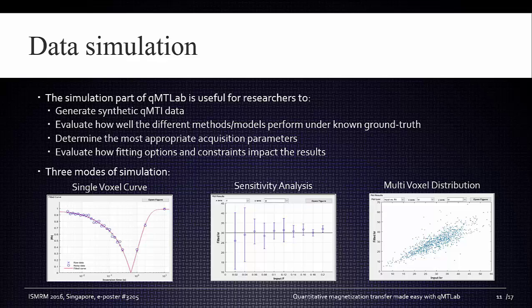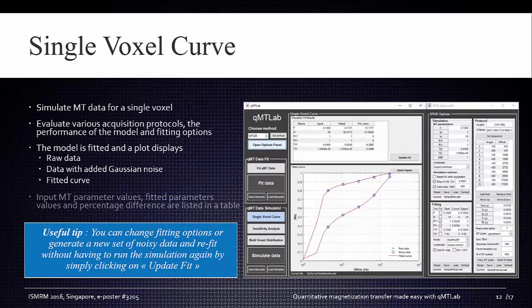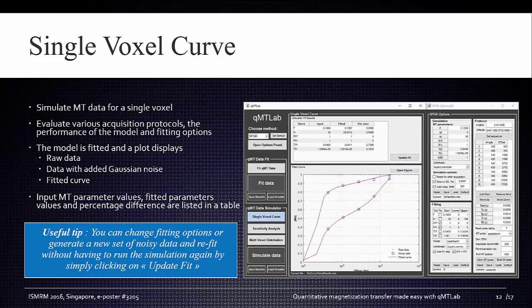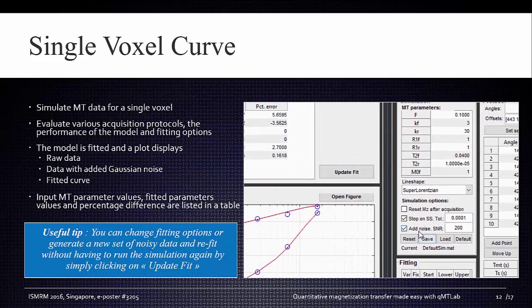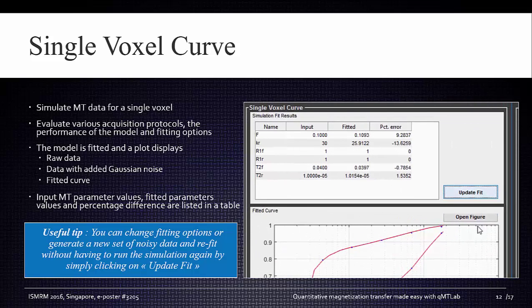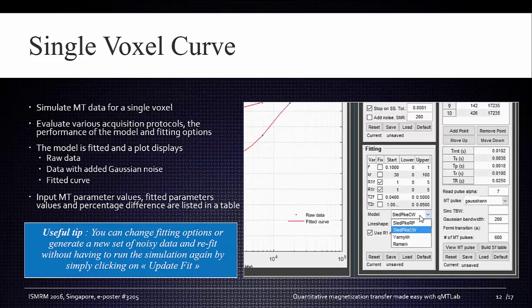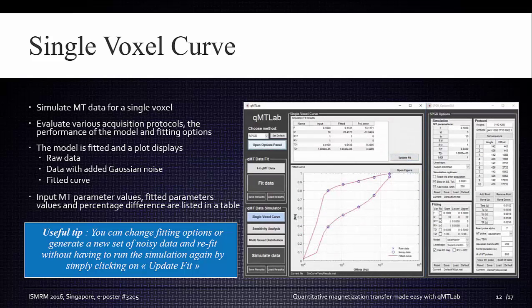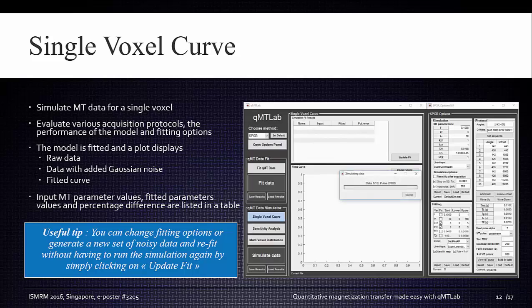So in qMTLab we have three modes of simulation: the single voxel curve, the sensitivity analysis, and the multi-voxel distribution. And I will present them here. So the single voxel curve is where you can simulate qMT data for a single voxel. You define your protocol, you define your qMT parameters, that is all the parameters of the model, and you generate the data. Data is simulated by solving the Bloch equations, so they are independent of the model that you use for fitting.